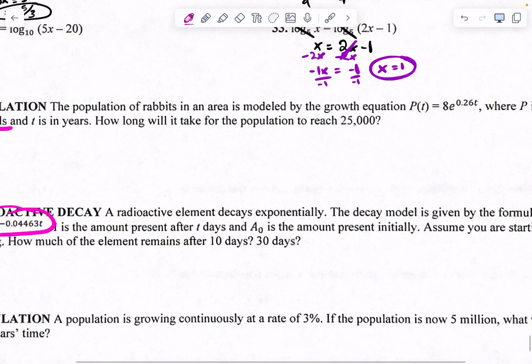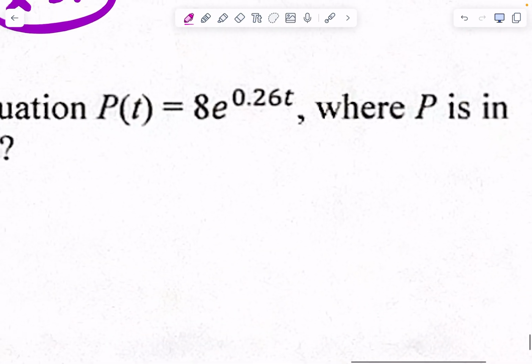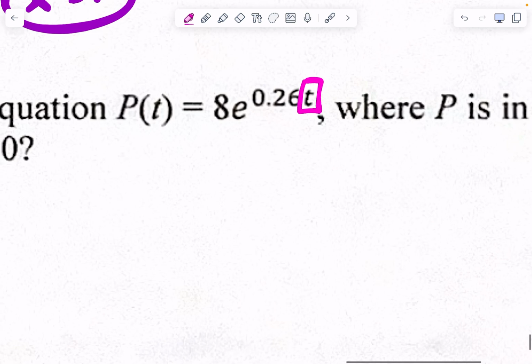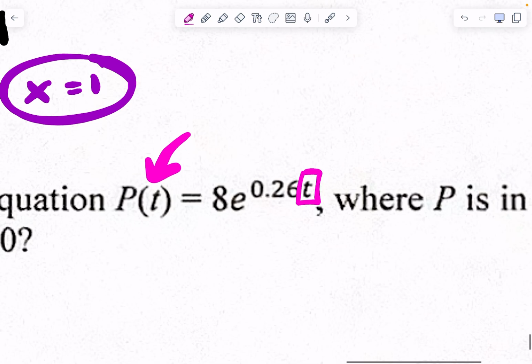Okay, now, this one's tricky. Ready? This one's tricky. How long? Circle the words how long. When they say how long, we are solving for time. Okay? So that means we must have something to put in here. How long will it take for it to turn into how much? A lot.